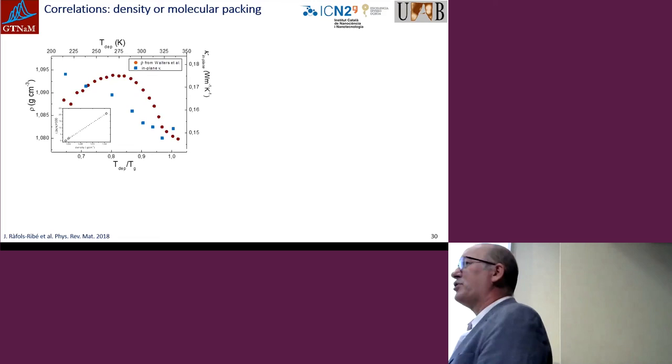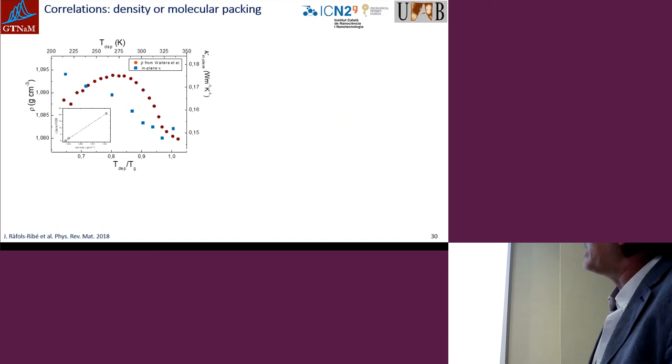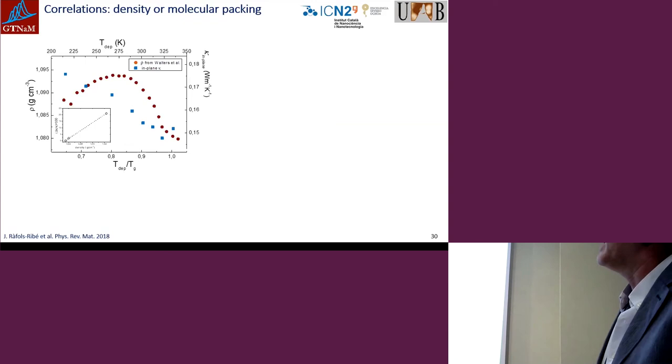A priori, we would say yes. The denser the material, the higher the sound velocity, and the higher the thermal conductivity in the material. This is what we would think. But you see here that if we plot the density, this is the red curve, and we plot here the thermal conductivity, there is no correlation, in the sense that we can have two systems with the same density, but the thermal conductivity is very different. So there is no correlation between thermal conductivity and density.